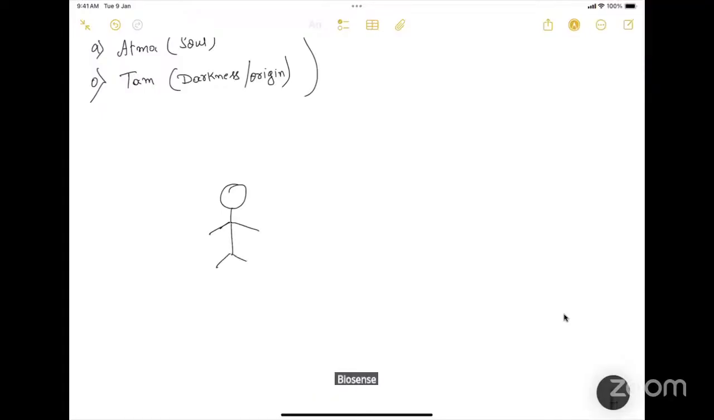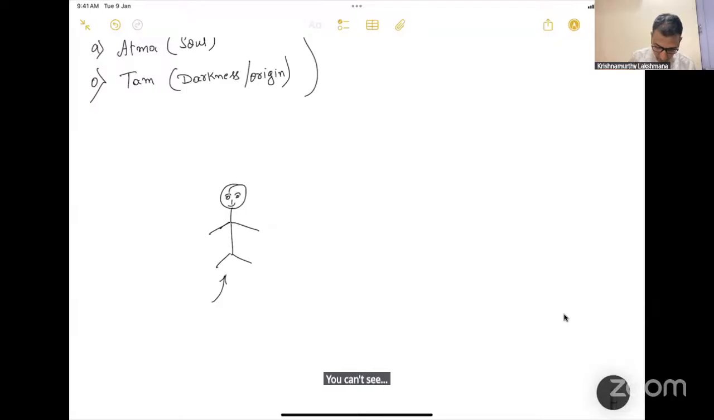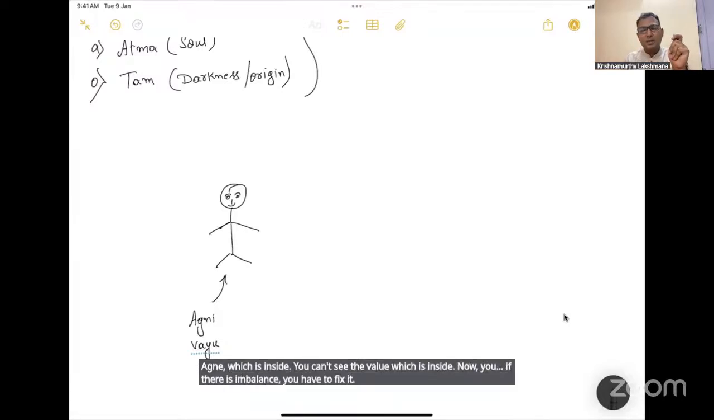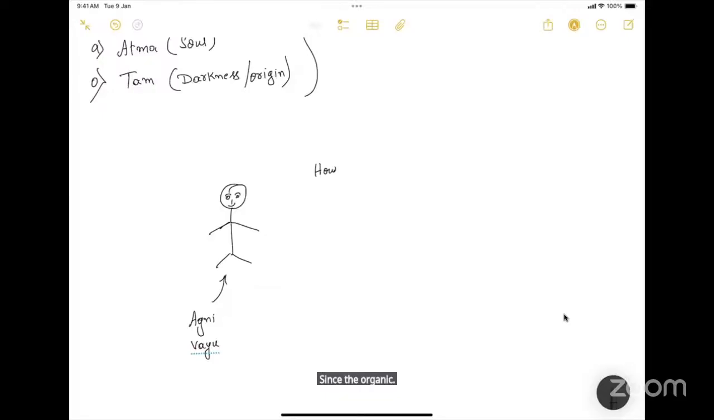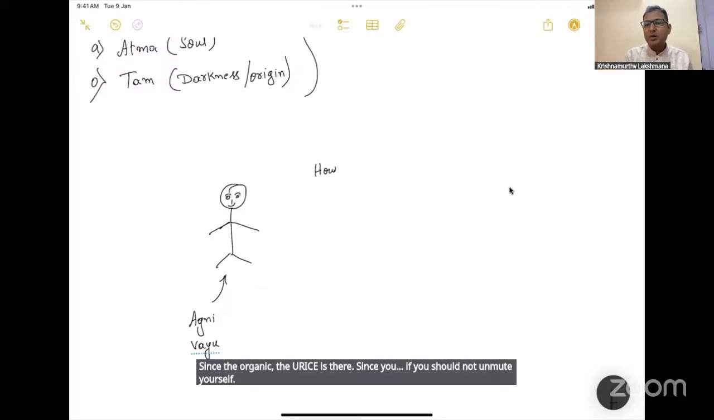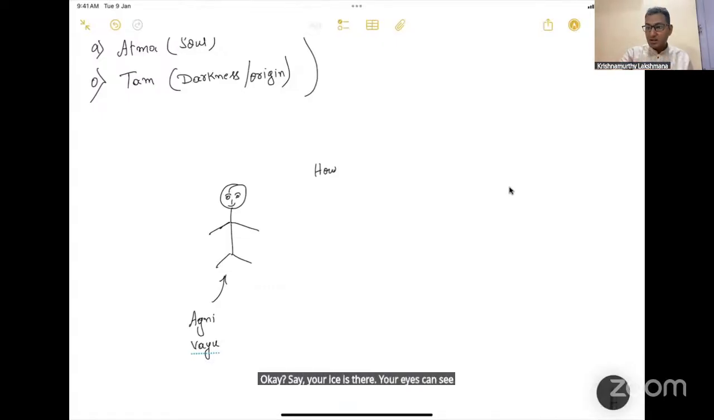So there is a human body. By our sense organs, we can feel it, touch it. You can't see the Agni which is inside. You can't see the Vayu which is inside. Now, if there is imbalance, you have to fix it. You can't see it, so how do you understand it? With the 5 sensory organs. Say your eyes are there. Your eyes can see outside. Can your eyes see inside? No, it is not a machine. You can't unscrew, open it up, and screw it back.